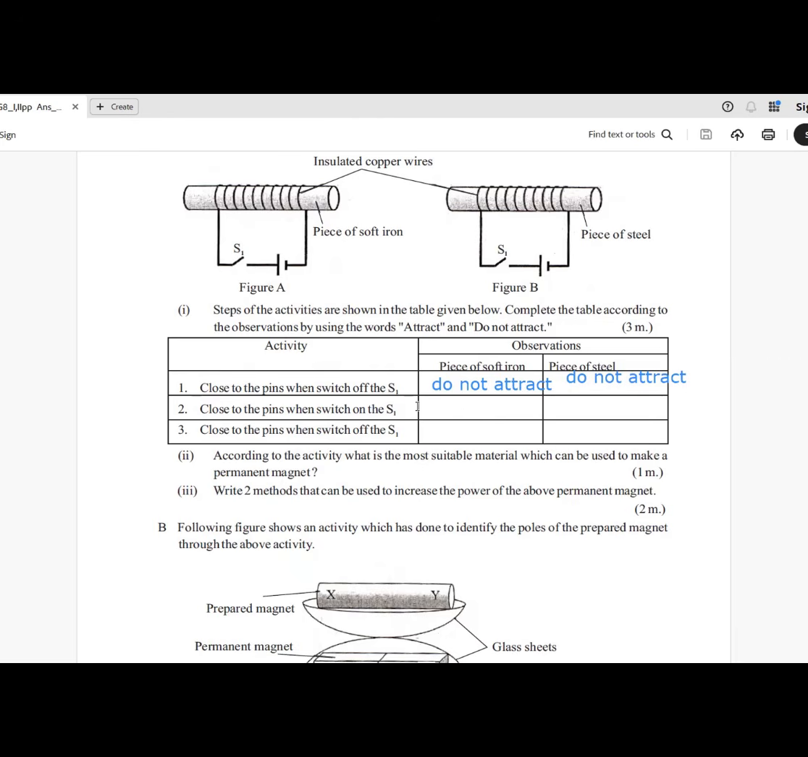Close to the pins when S1 is switched on. After switching on, we are supplying electricity to it. Then it becomes an electromagnet. That means a magnet, a permanent magnet after some time. Then other things can be attracted towards that. Close to the pins when S1 is switched off again, the previous answers should be written here. Do not attract and do not attract.